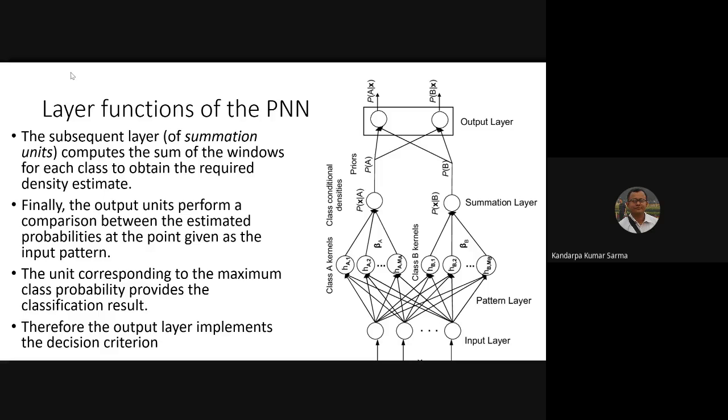So, layer by layer, the class conditional probability calculated by the Parzen window kernels will be summed up into class conditional densities, with a voting that will decide the class decision between A and B, as shown by this particular layer.